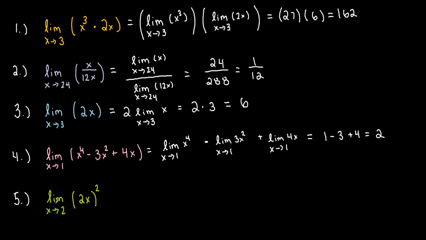And lastly, we have the limit of 2x to the power of 2 as x approaches 2. So we can use the power rule to solve this limit. So this limit will equal the limit of 2x as x approaches 2, all to the power of 2. So this will equal 4 to the power of 2, which simplifies to 16. For these 5 problems, there are other ways we could have solved the limits, but I wanted to show you how we use these limit properties.